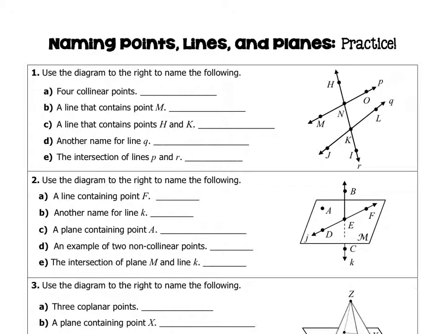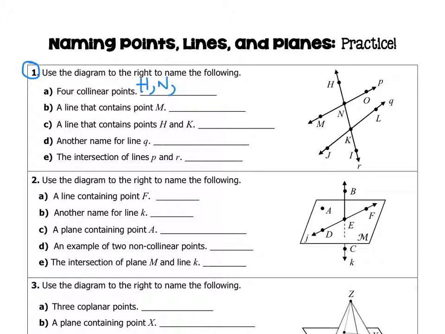Let's go ahead and practice naming points, lines, and planes. For number 1, we're going to use the diagram to the right to name the following 4 collinear points. Well, I know that collinear means that they're on the same line. So one line that I see is line R.